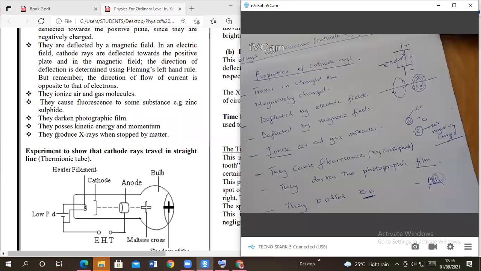Lastly, they produce X-rays when stopped by matter. If you have cathode rays and you stop them using a metal, you place a metal in their path, this metal is going to produce X-rays. How do X-rays look like? You cannot see them. They have no shape, they have no color. So you can't see them, but these are rays.